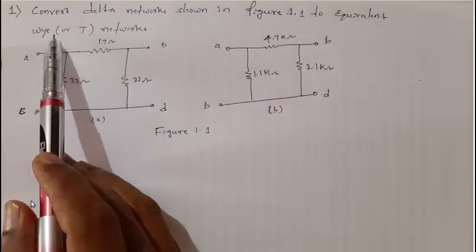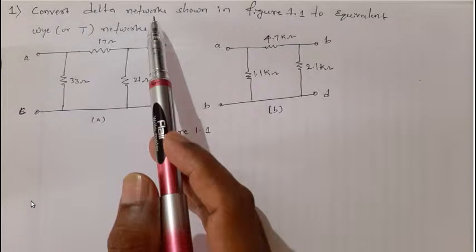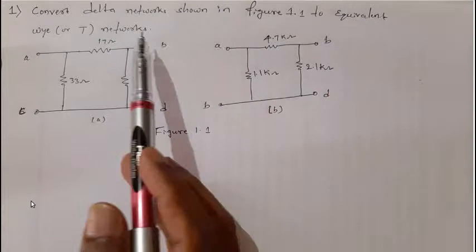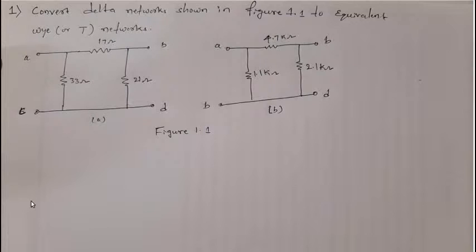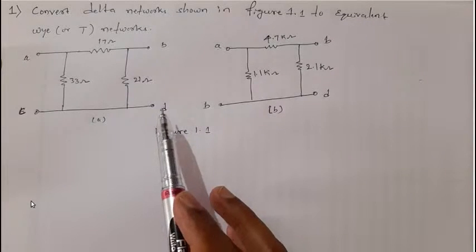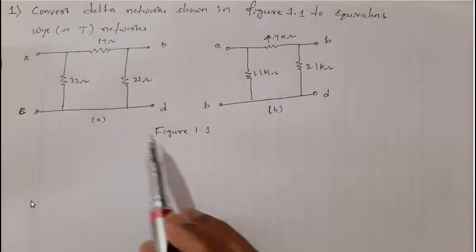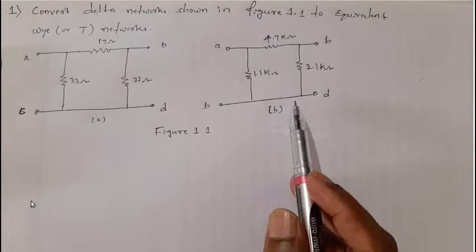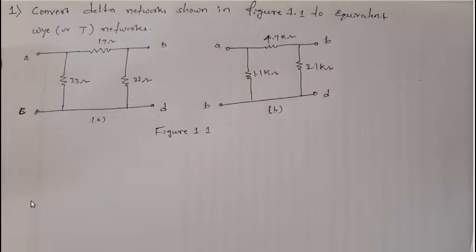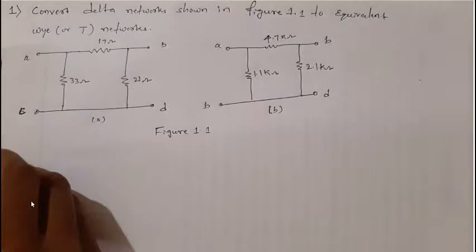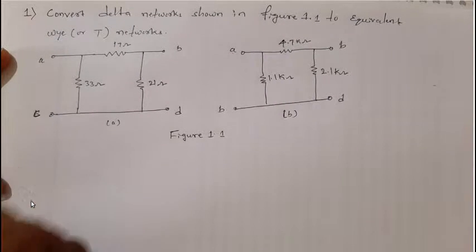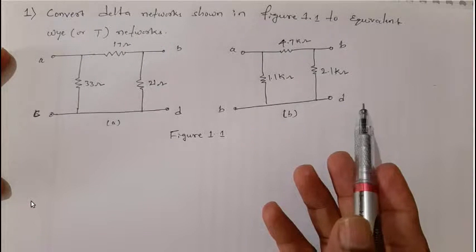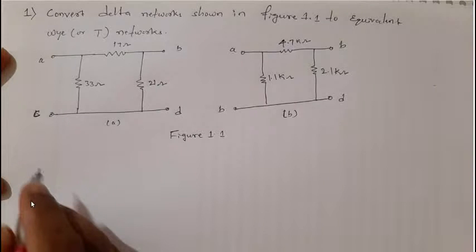So the problem statement is: convert the delta networks shown in figure 1.1 to equivalent Y or T networks. If you see, dear students, here we have two delta networks, one in figure 1.1 A and another one in figure 1.1 B. These are very simple problems, through which we are going to learn how to convert a given delta network to an equivalent T network or Y network. Let us start with the solution.